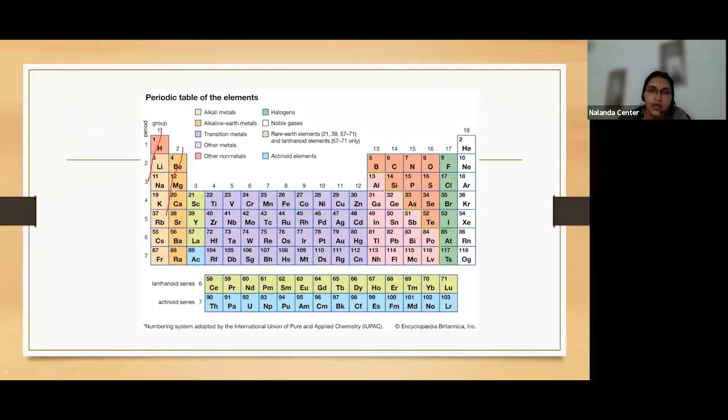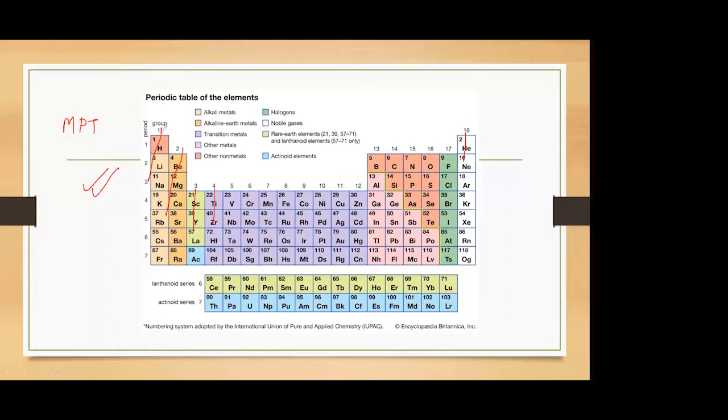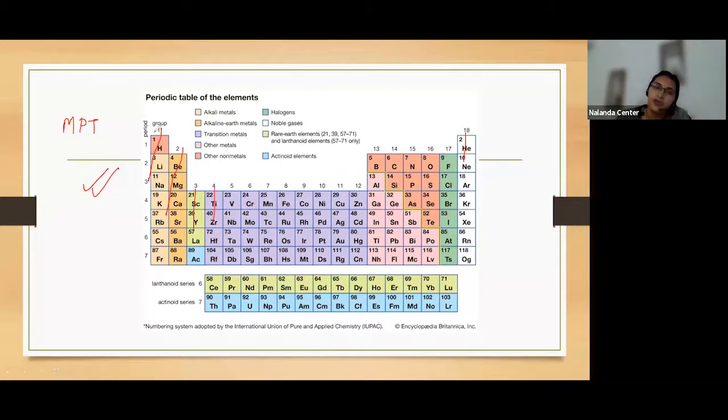This is the second group. This is the third group. This is the fourth group. There are 18 groups. This is the periodic table which we are using currently. This is the modern periodic table. So the first group is the alkali metals. We call them alkali metals. The second group is the alkaline earth metals. We are going to see this in detail in a few minutes.